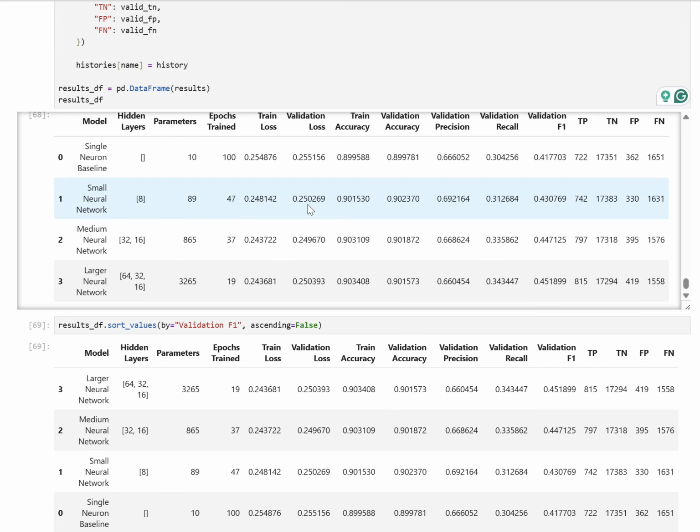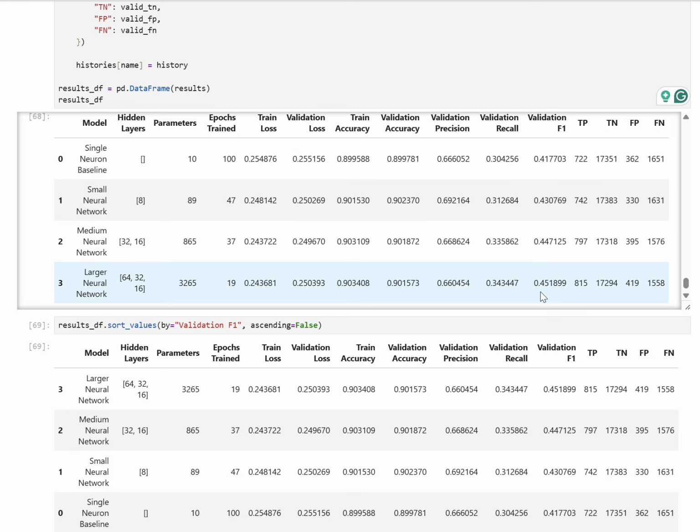And these are all the data sets. So specifically looking at the F1 score, because the data is so heavily skewed, you can see that the single neuron actually had a 0.41, which is pretty good, but the large network had a 0.45.